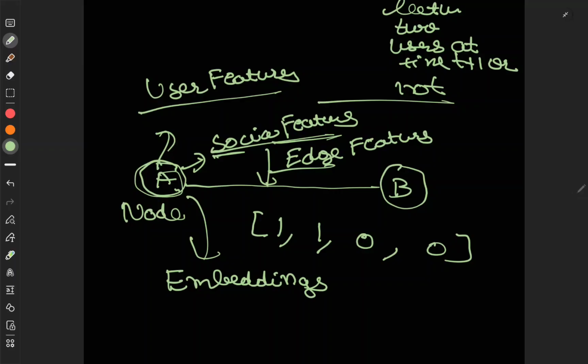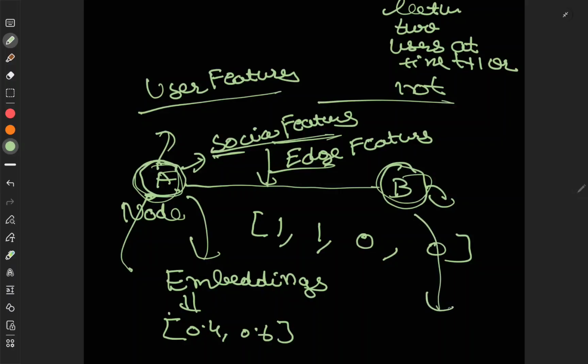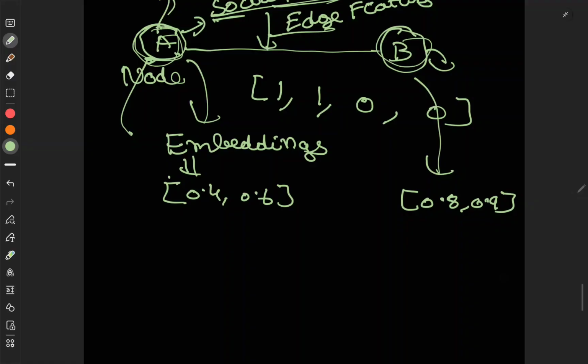Okay, and let's say we train our model, we get the embeddings for every particular user, right? So embeddings for A, embeddings for B. Now let's say this embedding looks something like this: 0.4, 0.6. For this it looks something like 0.8, 0.9. Okay, and once we do a dot product between them, we get a score.